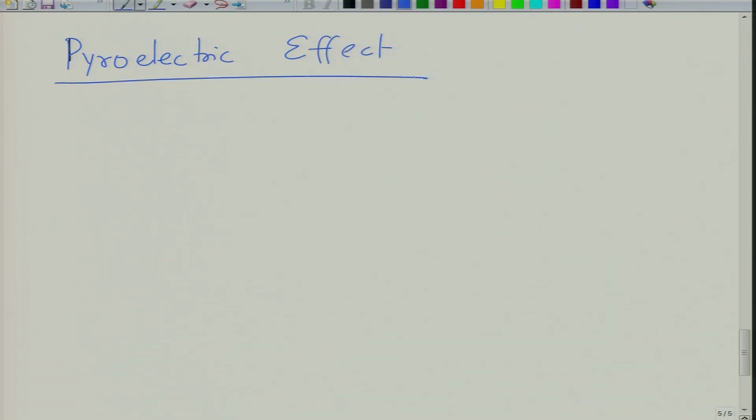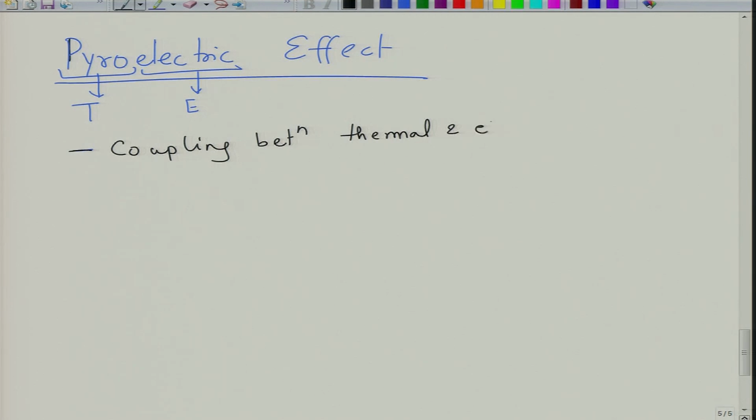Now, let us move towards what we call pyroelectric materials. The pyroelectric effect: this term pyro means it is related to temperature, and electric means it is related to electric field. So, the pyroelectric effect is nothing but coupling between thermal and electrical parameters.